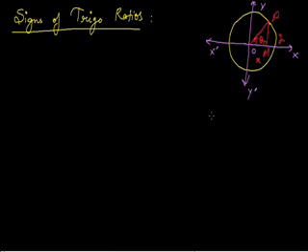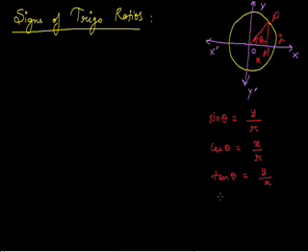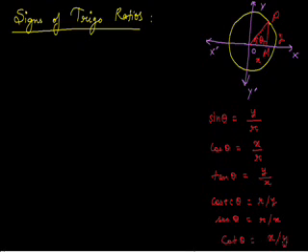So we know that sin theta is equal to y upon r, perpendicular upon hypotenuse. Cos theta will be equal to x upon r, base upon hypotenuse. Tan theta will be equal to perpendicular upon base, that is y upon x. Then the reciprocal of sin theta, that is cosec theta, will be equal to r upon y. Similarly, sec theta, reciprocal of cos theta, will be r upon x, and cot theta, reciprocal of tan theta, will be x upon y. So these were the trigonometric ratios.